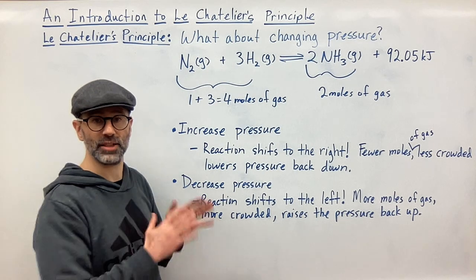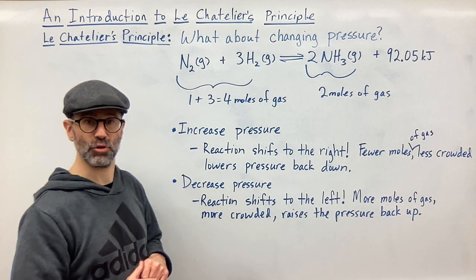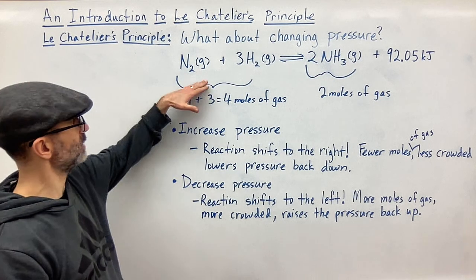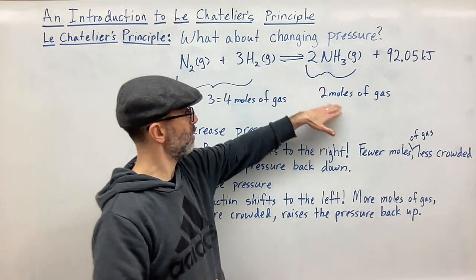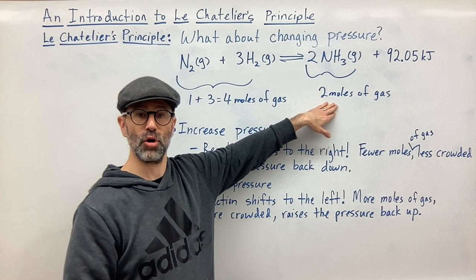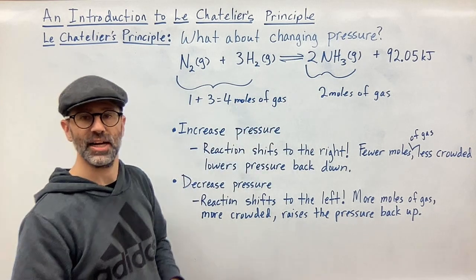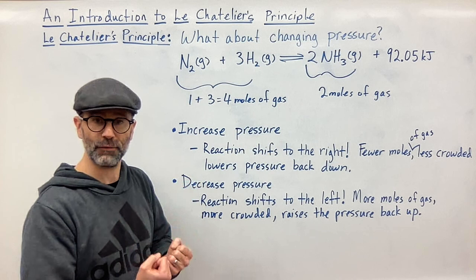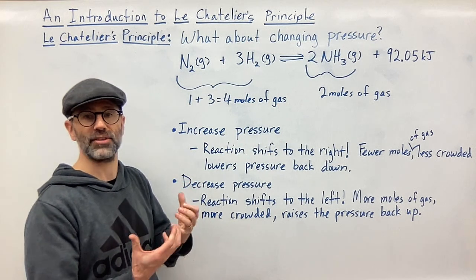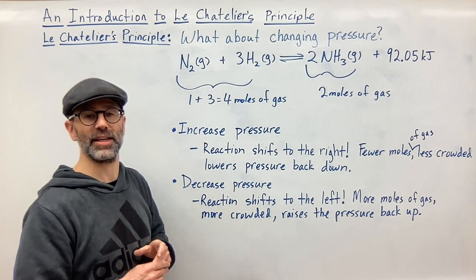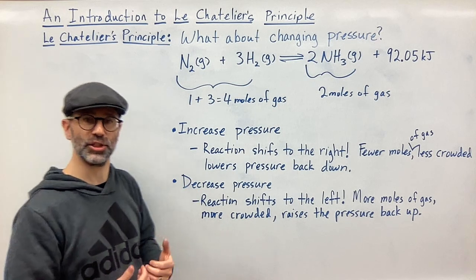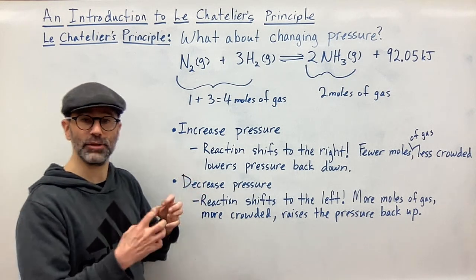So therefore, it's going to want to shift to the side that has fewer particles. In this case, it's going to shift to the right because the right side has fewer particles than the left. And so that's going to make fewer particles, and that's going to make it less crowded and therefore decrease the pressure. What if I decrease the pressure?